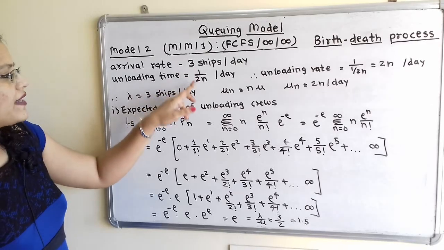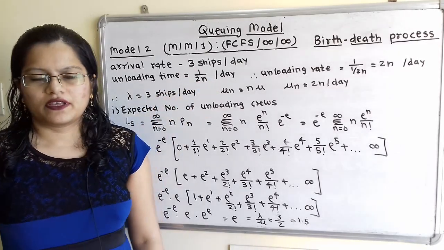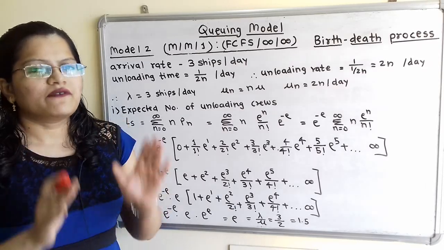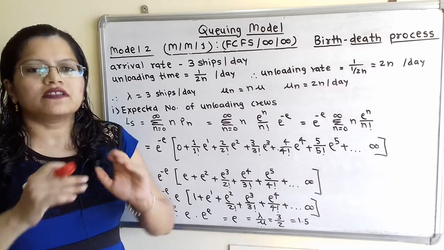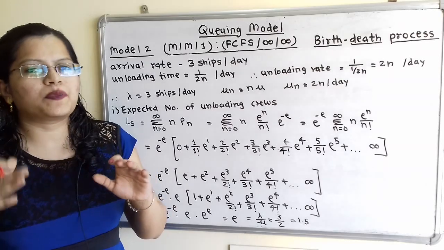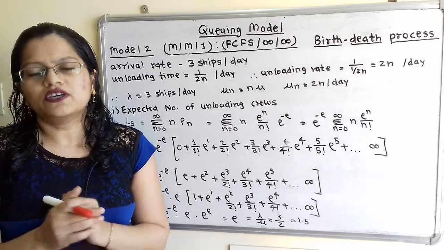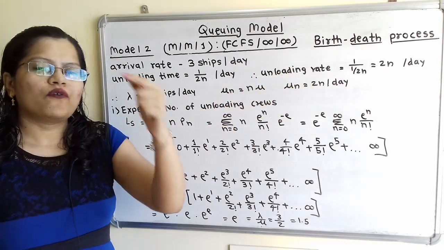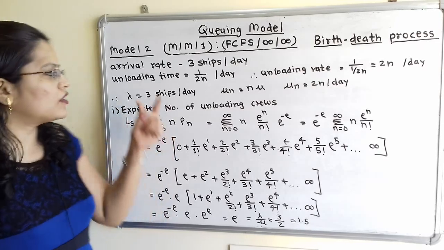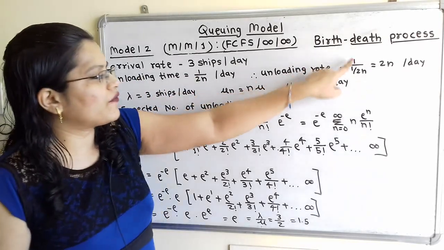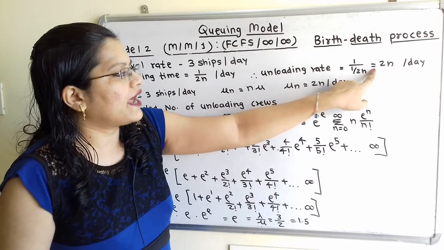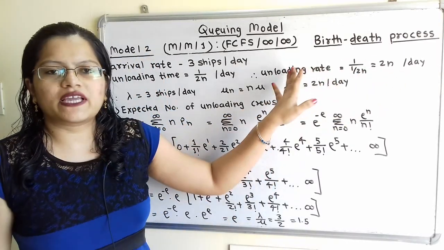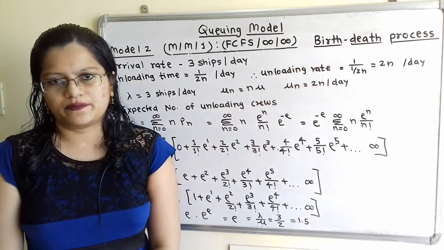Unloading time is 1 divided by 2n per day. Now, how to calculate the unloading rate? If we observe this question, the service word is replaced with the unloading process. So we can say that the unloading rate, or service rate, is equal to 1 divided by the unloading time. The unloading time is given, so we take 1 divided by 1/2n, which is equal to 2n per day. So this is the service rate, or we can also say the unloading rate.